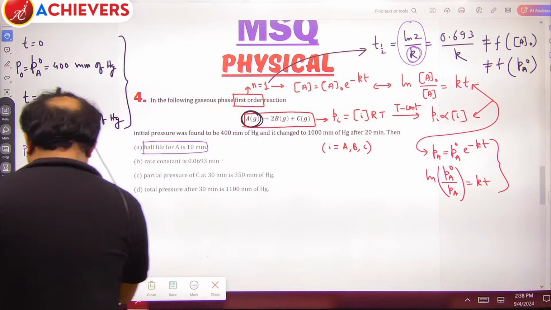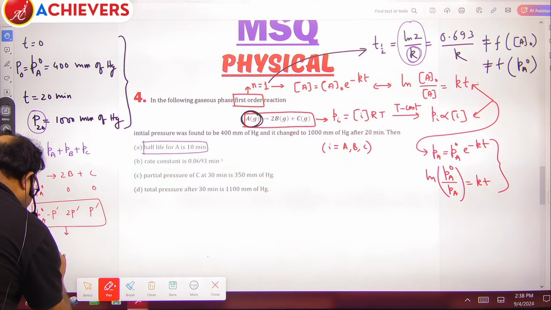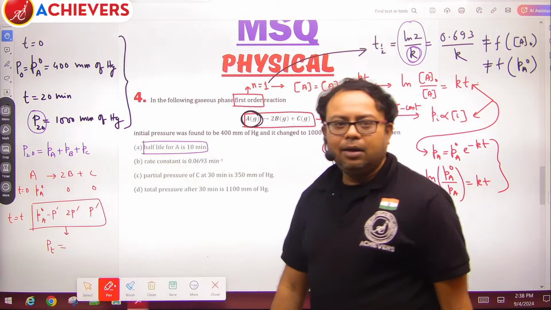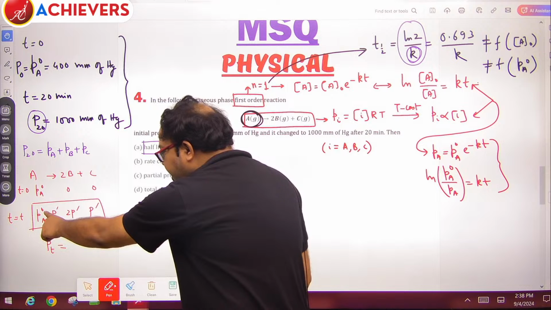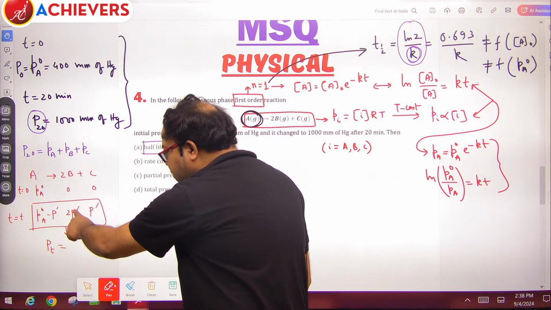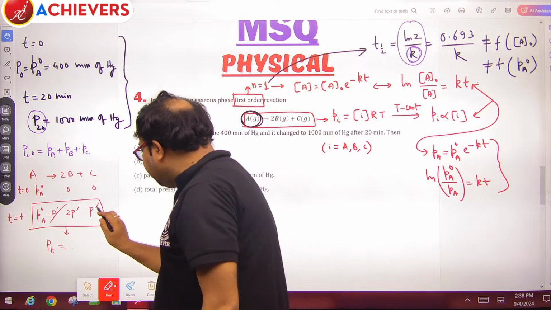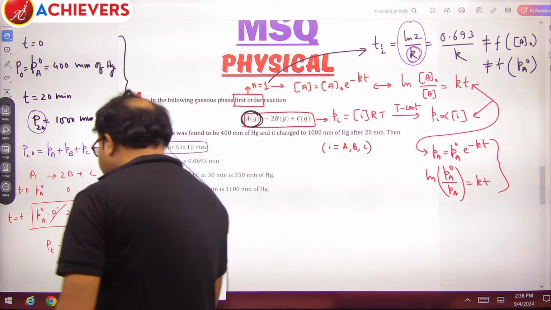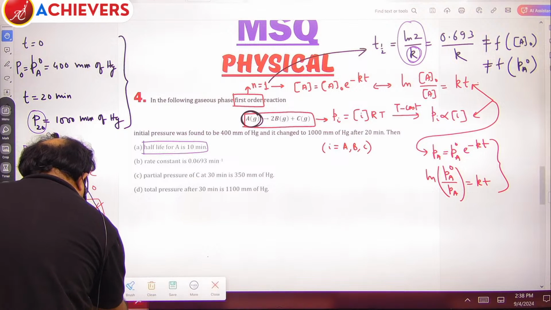So what is the value of P at time t? P at time t should be equal to PA naught minus P dash plus 2P dash plus P dash. So this minus P dash and plus P dash will cancel out. So it becomes PA naught plus 2P dash.